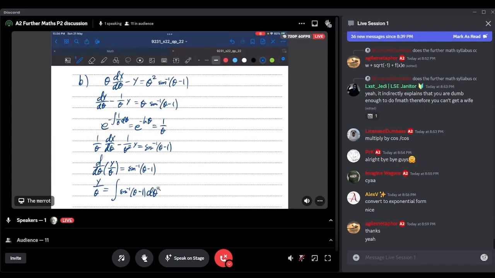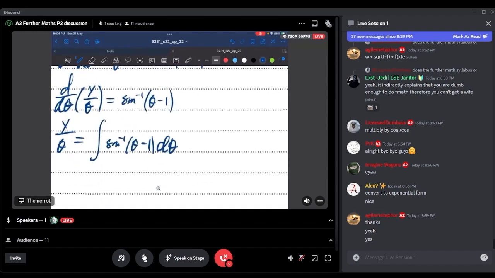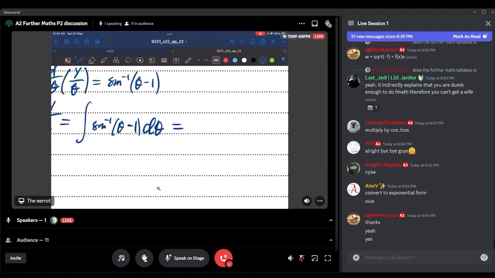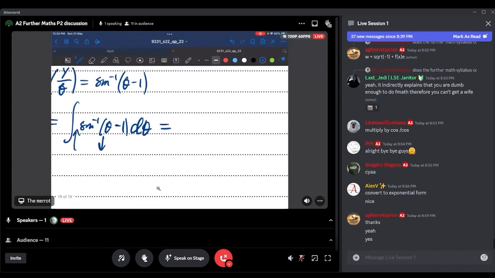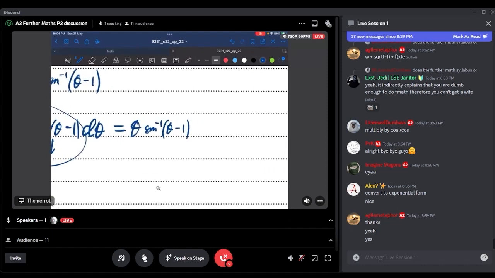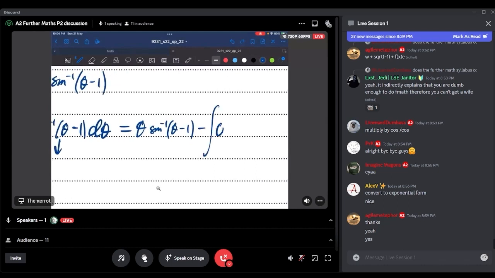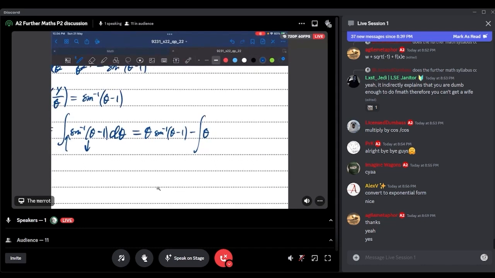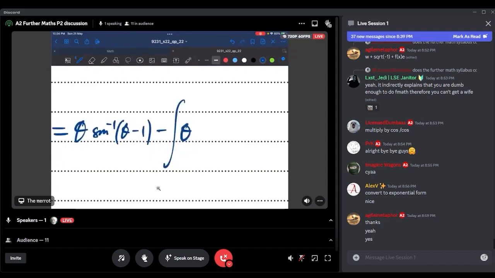Integrating sine inverse requires you to do integration by parts because we don't know what to do with sine inverse, but we know how to differentiate it. So let's do integration by parts. We integrate one and differentiate the sine inverse. So integrating one gives you theta. So theta sine inverse theta minus 1, minus the integral of, after you differentiate the sine inverse, theta times 1 over square root of 1 minus theta minus 1 squared.